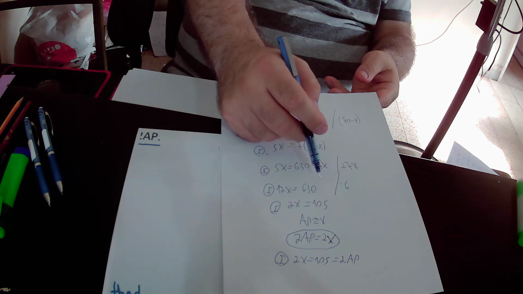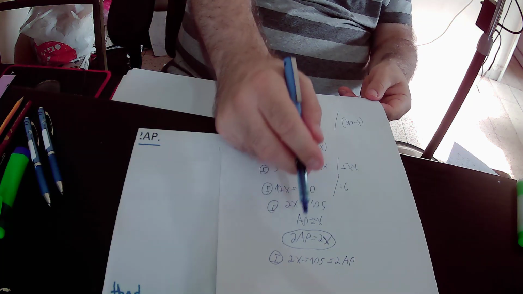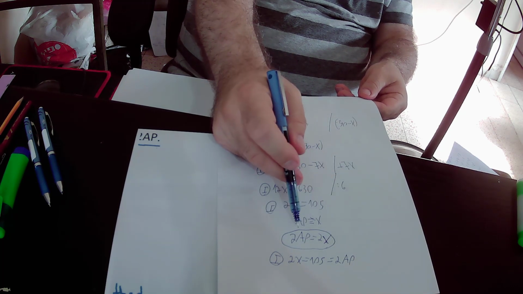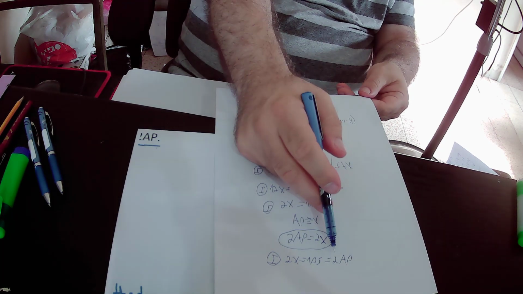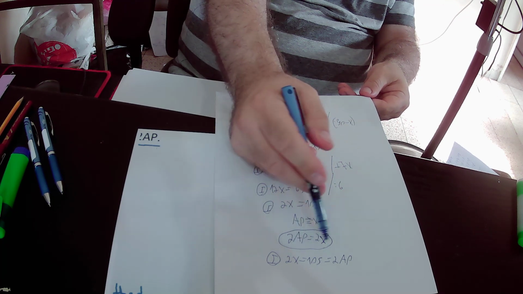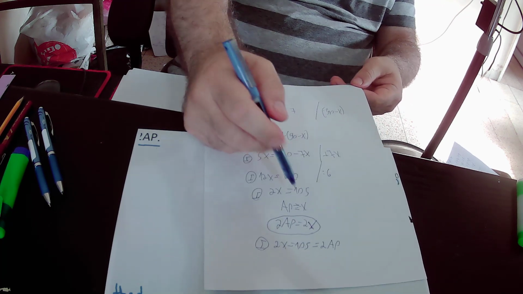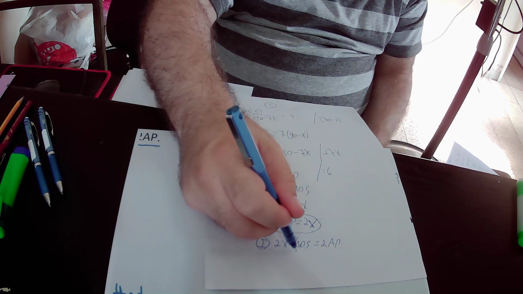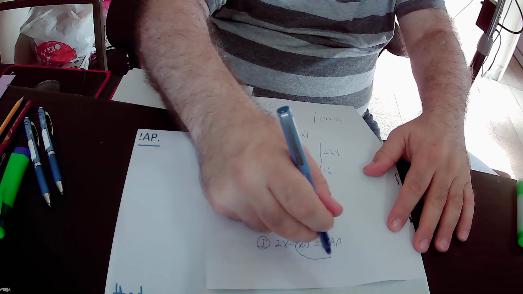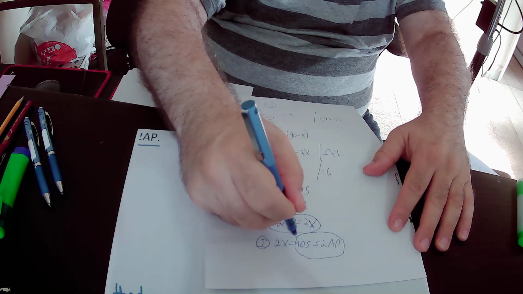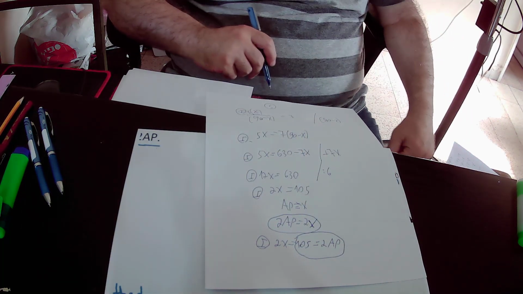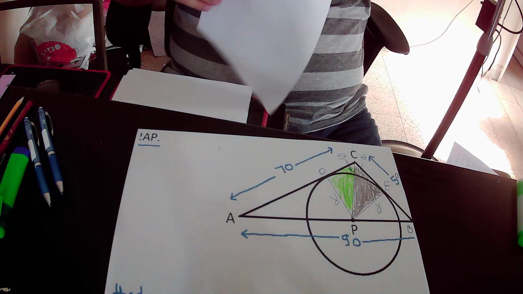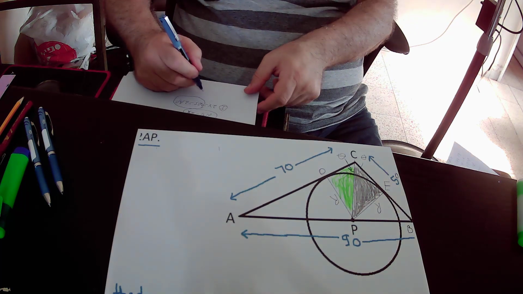Here we have 2 times x equals 105. We wrote it here, but 2 times x equals 2 times AP. So I added here that 2 times x equals also 2 times AP. And we have the equation that 2 times x or 2 times AP equals 105. Okay? So 2 times AP equals 105 units.